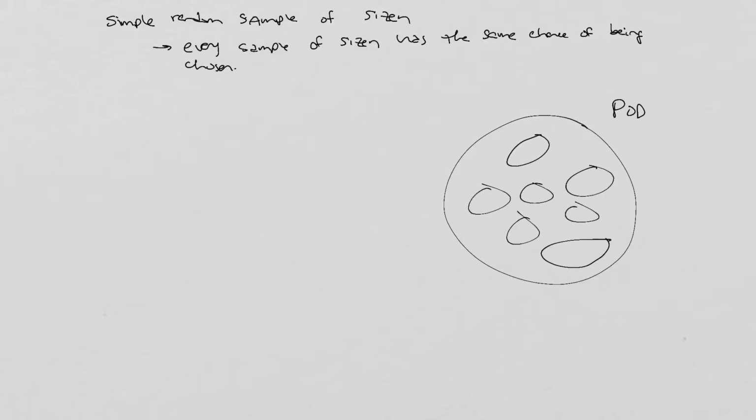So again, it's not the fact that everybody has the same chance of being chosen, but that every sample of size n has the same chance of being chosen. So that's what makes a random sample a simple random sample. We're really talking about that sample of size n having the same chance of being chosen across the entire population.